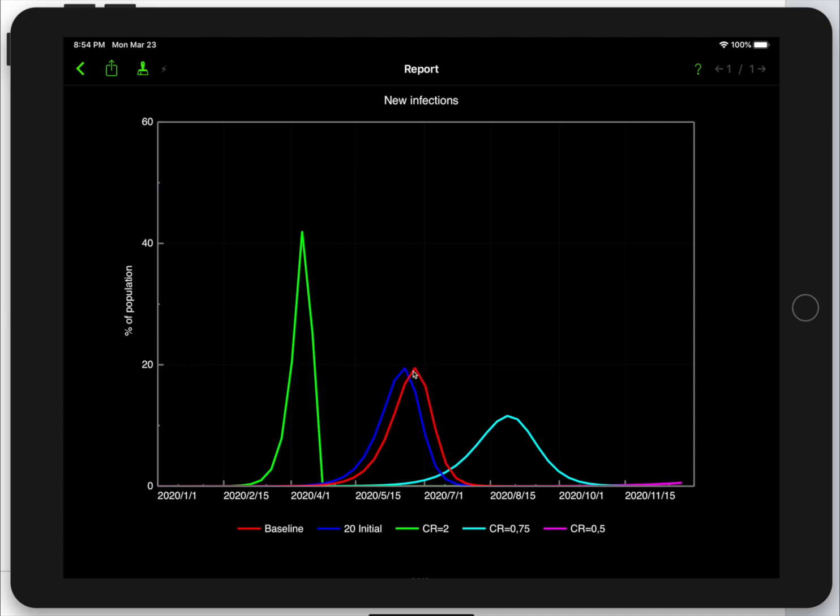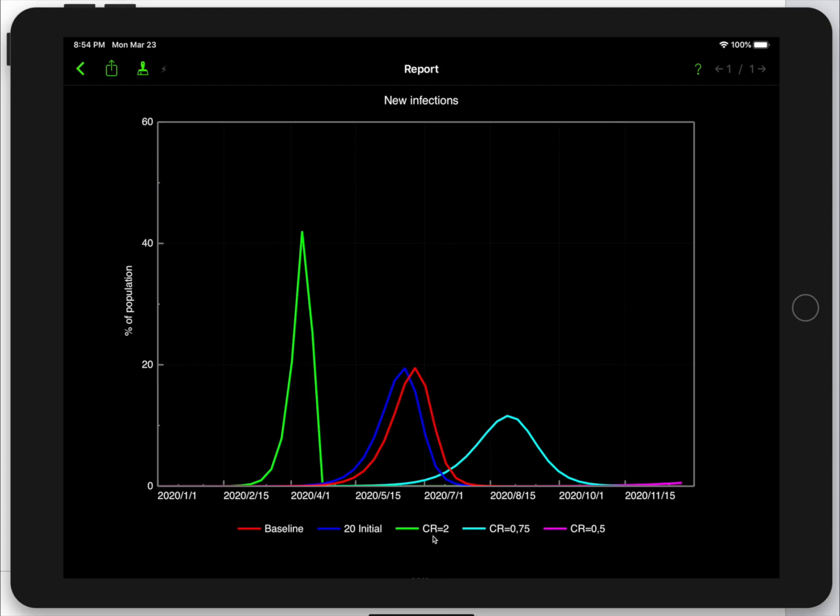Now let's say instead of with 10, we start with 20 people being infected at the outset. There's hardly any change. The thing moves up a little bit. Everything happens a bit quicker than in the baseline. But apart from that, if there's double the amount of people at the outset, there's hardly any difference. However, if we change the contact rate, it has a huge impact.